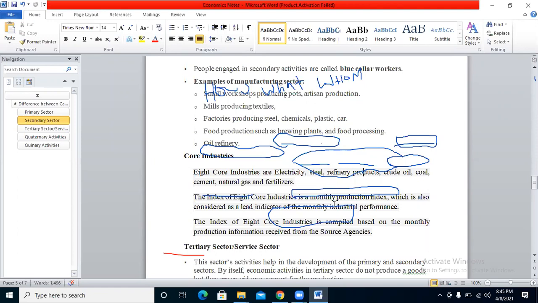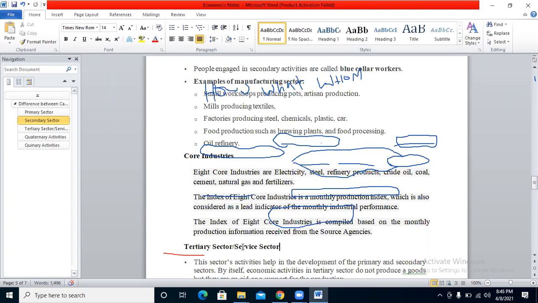Okay, so the monthly industrial performance of the economy depends on the 8 core industries, meaning the production and the distribution to the individual.